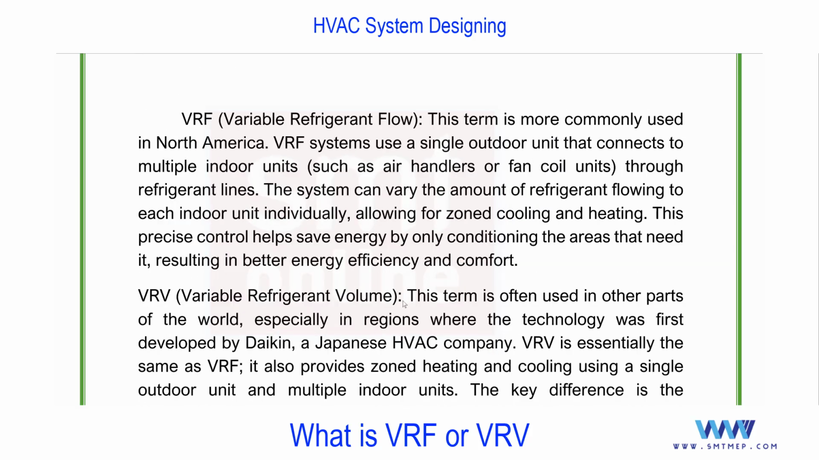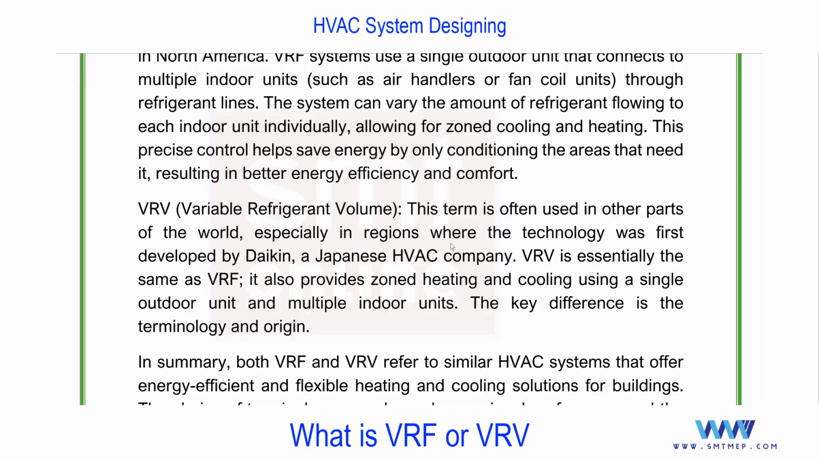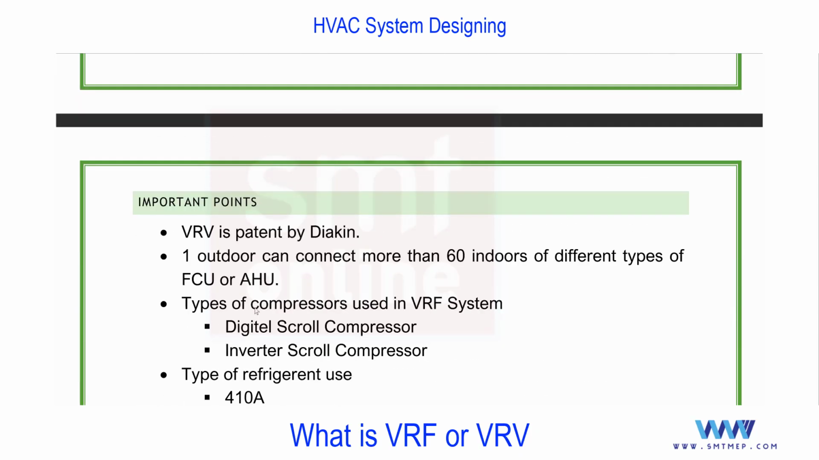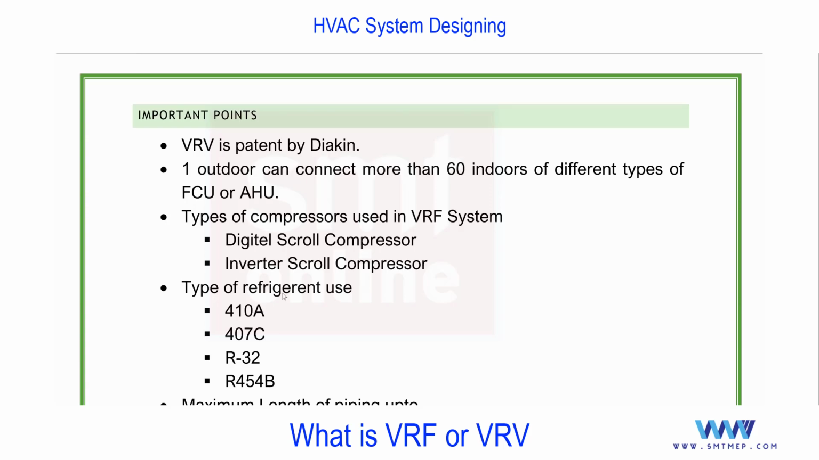Don't get confused. So what I explained is the same: one outdoor can connect to multiple indoors of different types with different capacities. How it can be done and how the system works, we'll discuss in detail. Let me complete some theory first. So here you see, next some important points before moving to the different types of VRF. In VRF also you'll find three different types. We'll discuss in detail. Some important points you can find on the screen.